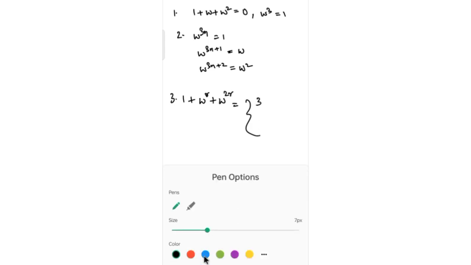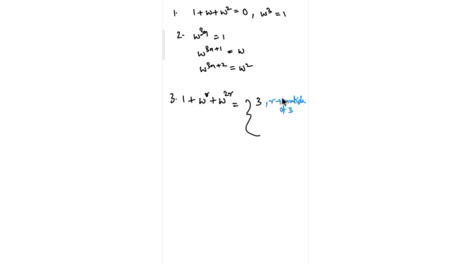And third point, 1 plus omega power r plus omega power 2r is equal to 3 when r is a multiple of 3, and 1 plus omega power r plus omega power 2r is equal to 0 when r is not a multiple of 3. You can just check that out. I don't need to explain or prove it, so you can check it on your own, that 1 plus omega power r plus omega power 2r is equal to 3 when r is a multiple of 3 and 0 when r is not a multiple of 3.